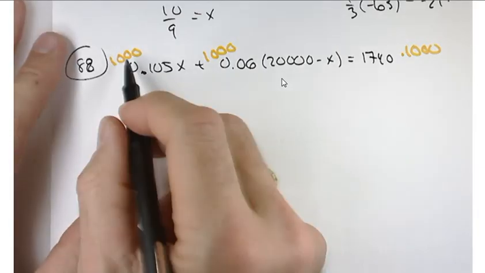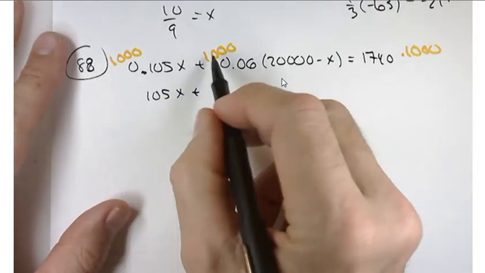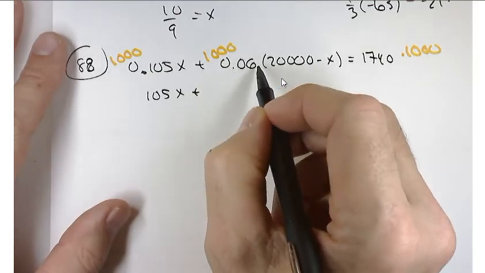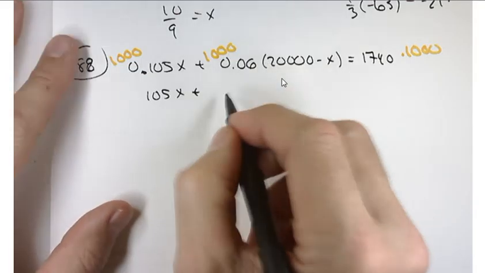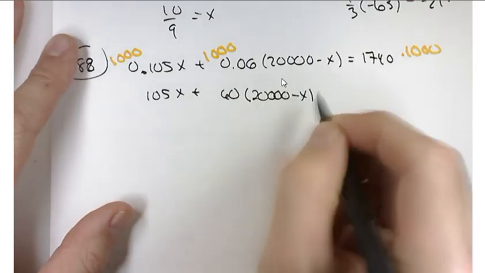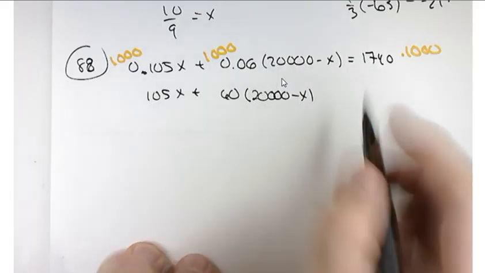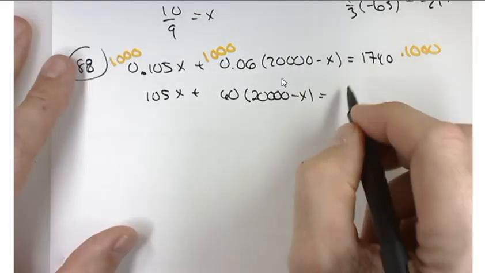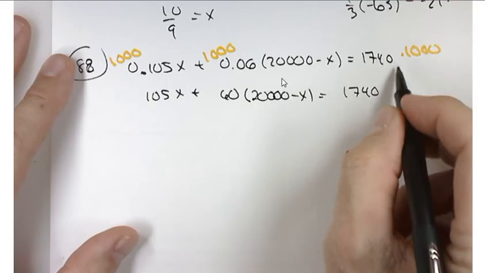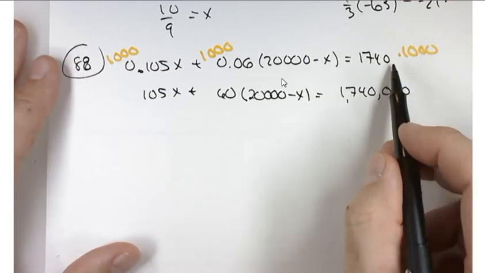What does that give me here? 105x plus, well, let's move this decimal 1, 2, 3 places to the right. 60 times 20,000 minus x. Now notice what I did not do. I did not distribute this 1,000 to what's inside here. Last but not least, if I multiply this by 1,000, I'm just going to add 3 zeros. So again, moving the decimal 3 places to the right.